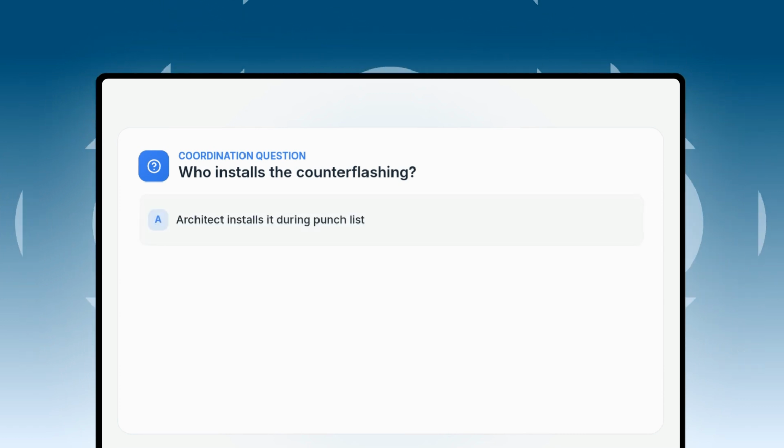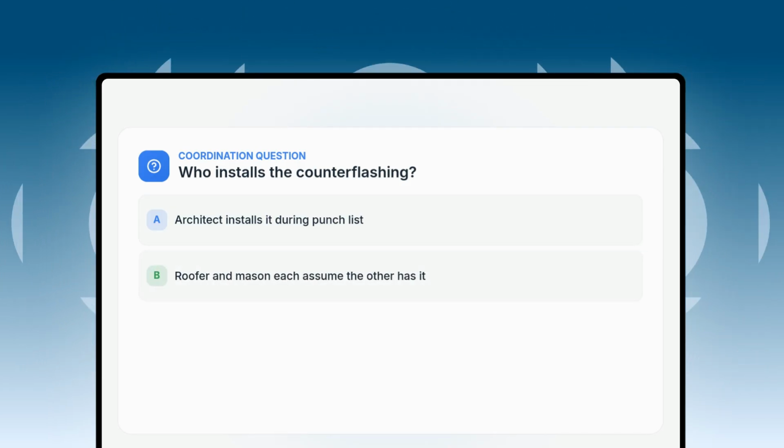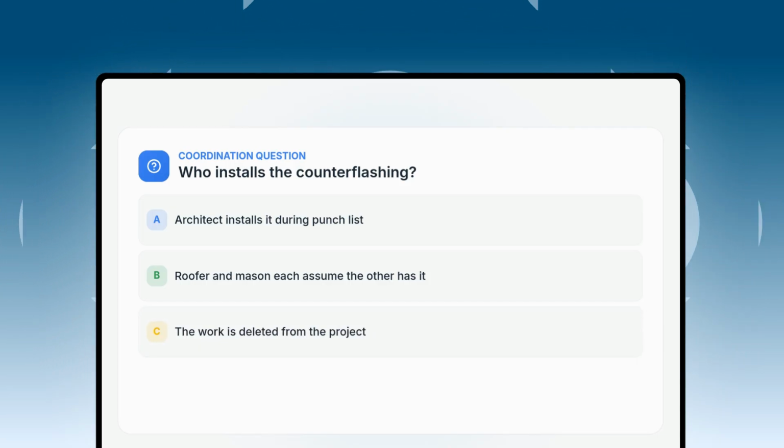Question: the video describes a flashing detail where the roof meets a brick wall. If the scope does not name who installs the counter flashing, what is most likely to happen? Answer choices. A. The architect will install it during punch list. B. The roofer and the mason will each assume the other has it, and nobody prices it. C. The work will be deleted from the project. D. The owner will hire a separate flashing contractor.